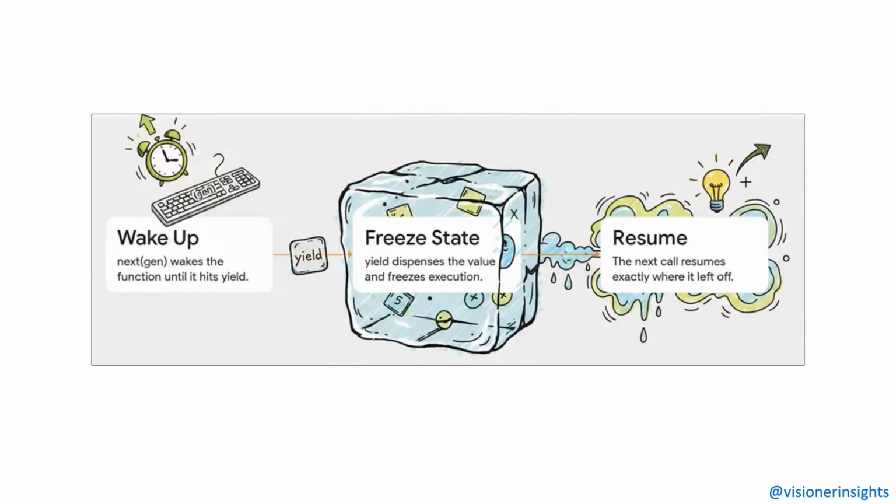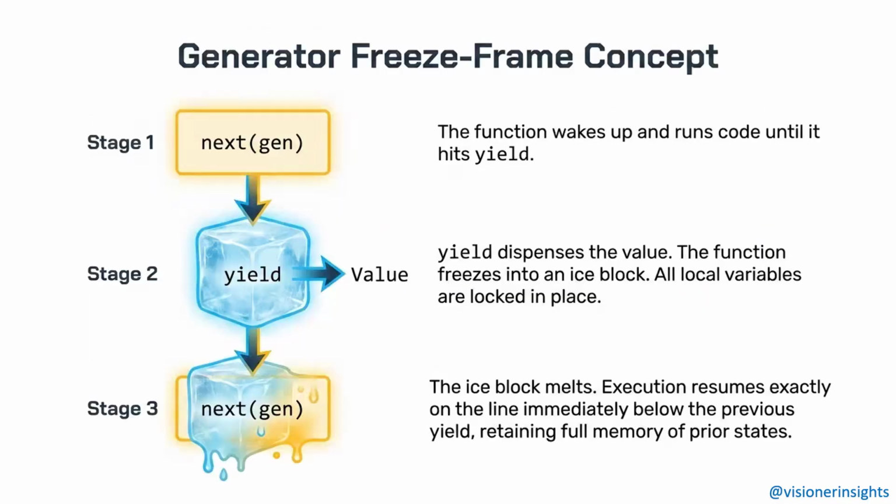And this brings us to the freeze frame concept. Think of it happening in 3 distinct stages. Stage 1, you call next(gen), and the function wakes up, running normally until it hits that magic word yield. Stage 2, yield dispenses the value, let's say a number, and suddenly the function freezes into a solid block of ice. All local variables are locked perfectly in place. Stage 3, you call next(gen) again. The ice block melts, and execution resumes exactly on the line immediately below the previous yield, retaining full 100% memory of its prior state. It's brilliant.